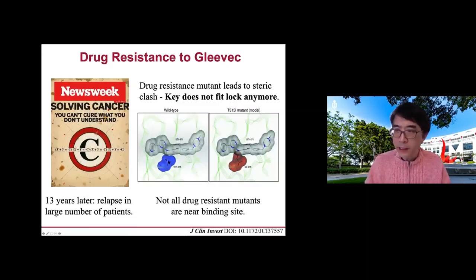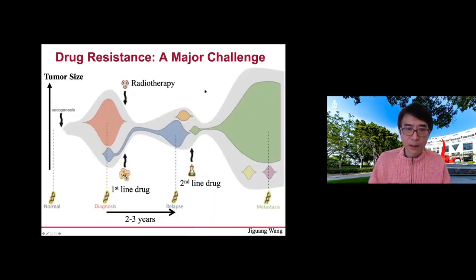Going from here to here only requires a single amino acid mutation. This is a threonine to isoleucine change. If you go back to our example of the key and the lock, the key does not fit into the lock anymore because the lock has changed shape a little bit, right? How do we deal with that? Now, drug resistance has imposed a major challenge for drug discovery, I think, especially for cancer drugs.